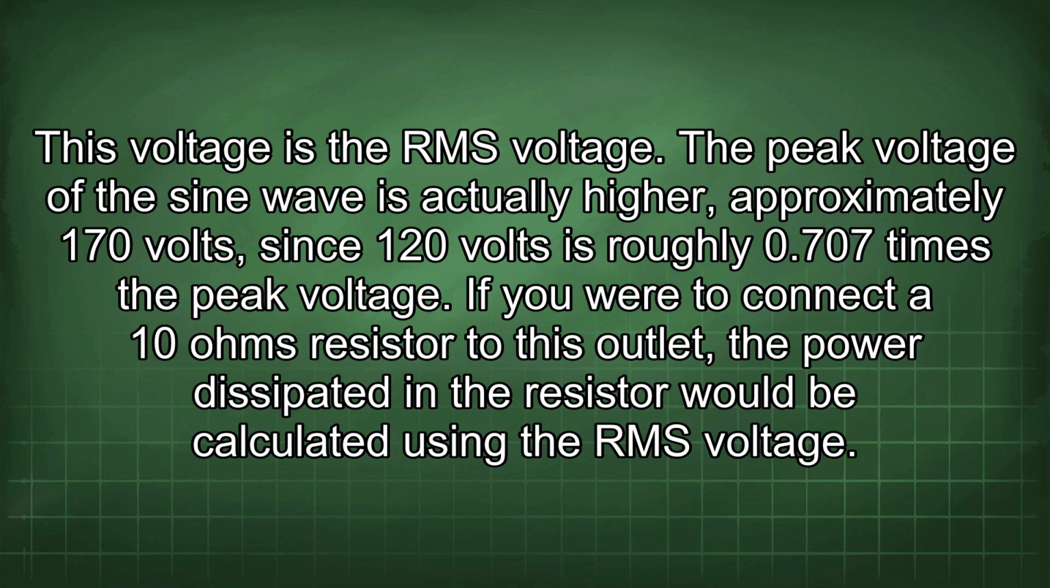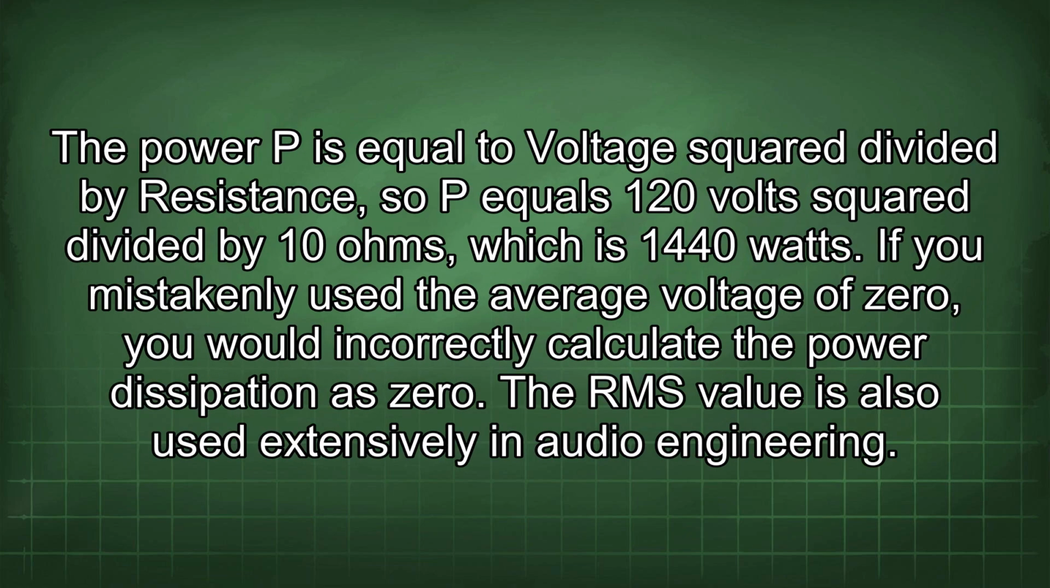If you were to connect a 10 ohms resistor to this outlet, the power dissipated in the resistor would be calculated using the RMS voltage. The power P is equal to voltage squared divided by resistance, so P equals 120 volts squared divided by 10 ohms, which is 1440 watts. If you mistakenly use the average voltage of 0, you would incorrectly calculate the power dissipation as 0.